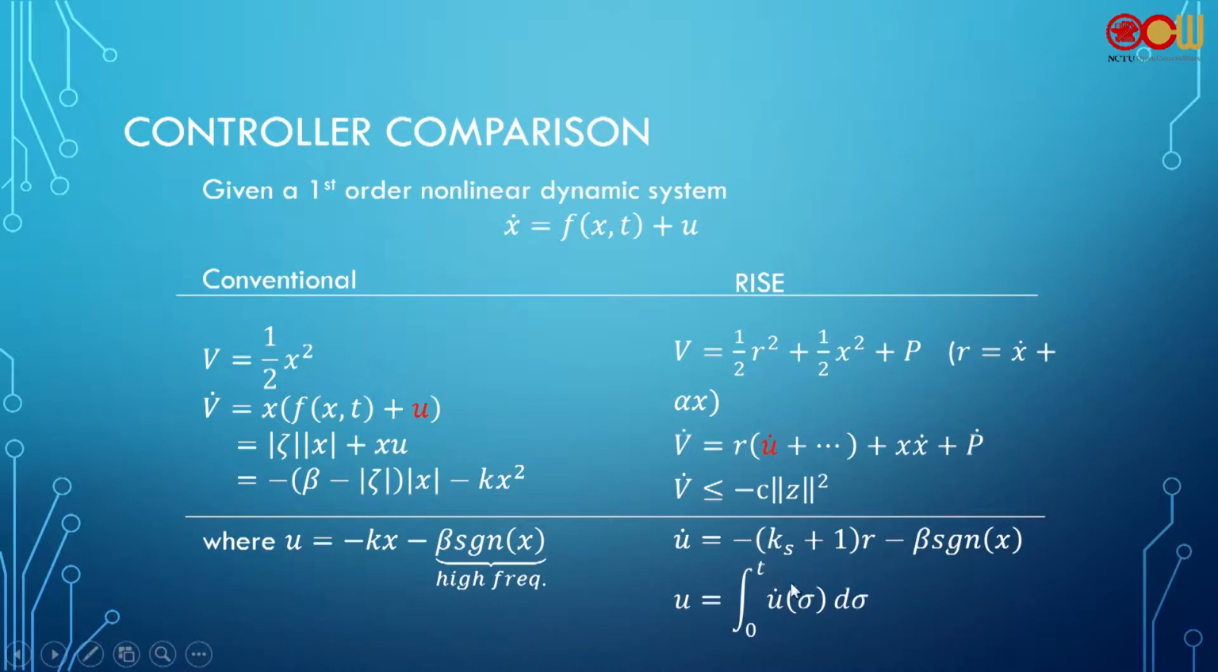So when you implement the controller, you need to take the time integral of this u dot. This u is what you really implement in the real case. And because you integrate u dot, which means you integrate the sign function, that's how we eliminate the high frequency switching.